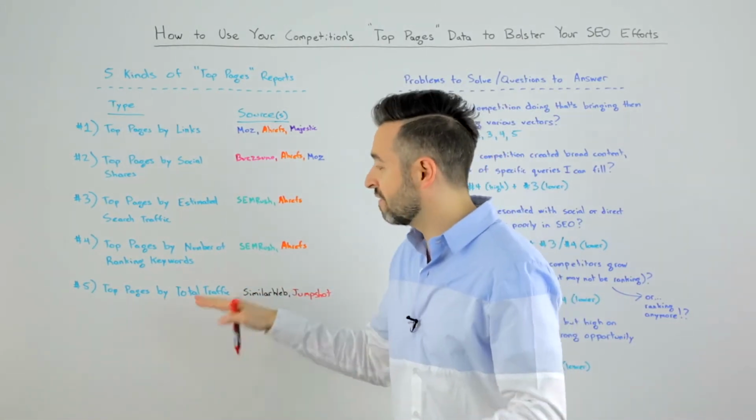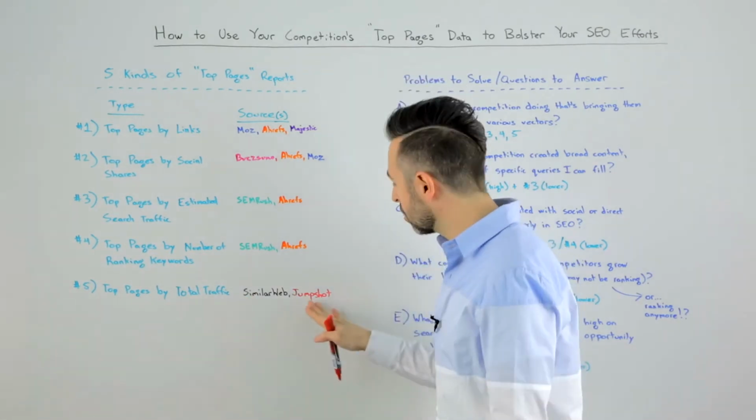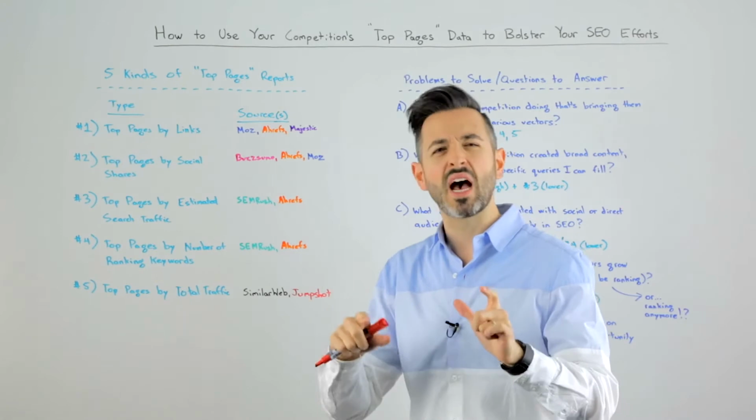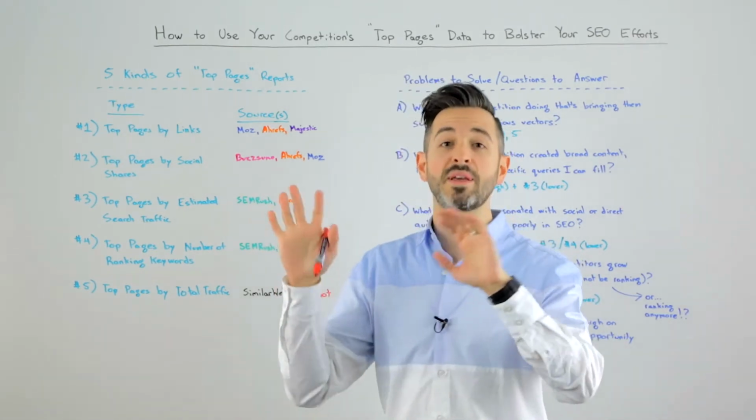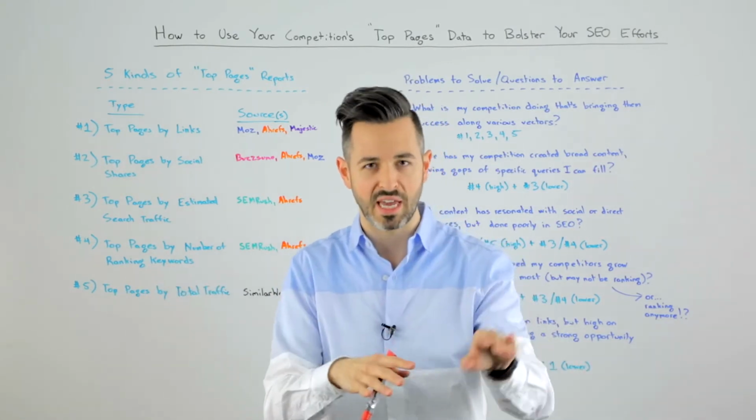And then number 5, top pages by total traffic. So this would be SimilarWeb and JumpShot provide these. Alexa does too. I mean Alexa, not Amazon's voice search app, but the old Alexa rankings system.